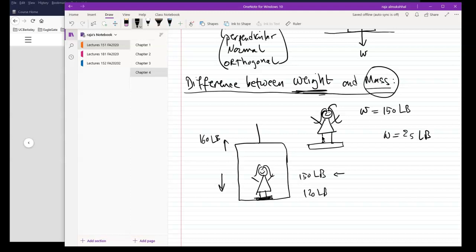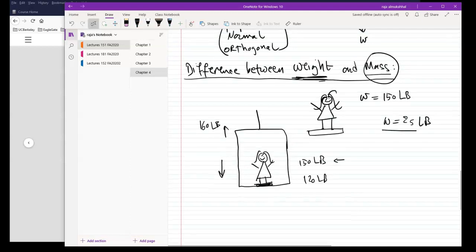But the weight changes depending on which planet you are on, or whether you are inside a plane moving upward or down, or an elevator or whatever. So your weight's constantly changing. More details on it when we start doing problems and in the next chapter as well. But that's basically the difference between them. Mass is just defined as the quantity of matter that doesn't change, and the weight changes depending on the situation. But there is a relationship between them.